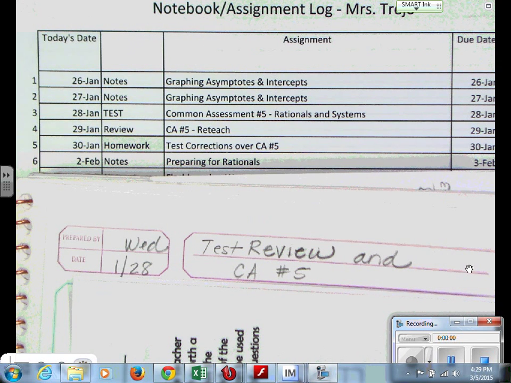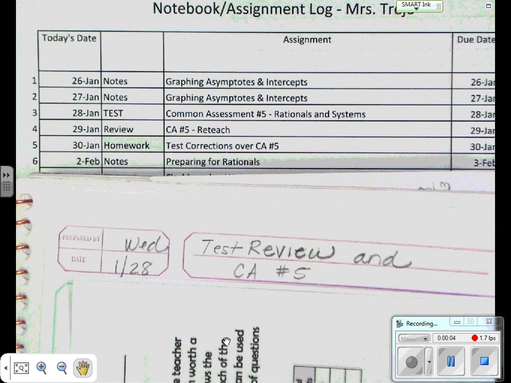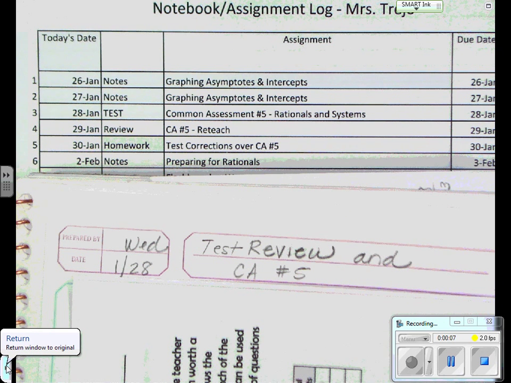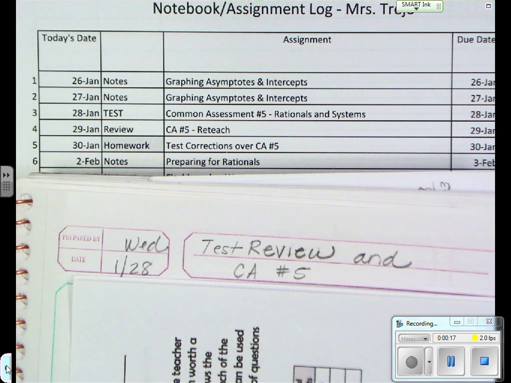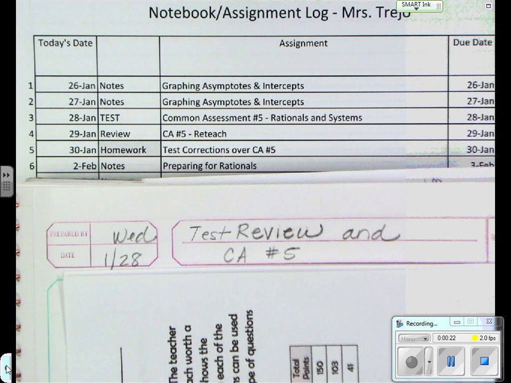Guys, today is March 5th, 2015, and what I'm going to be working on today is showing you a little bit of what your notebook should look like based on the assignment log that I gave you. You have the spring break to fix it and get yourself on the right track so that you can start off the new 9 weeks with the perfect 100.